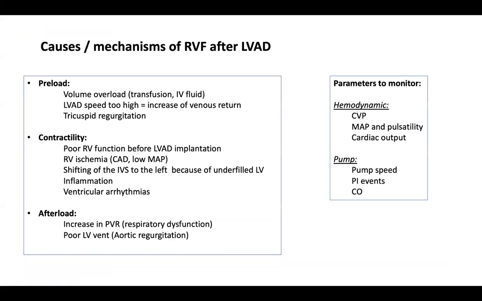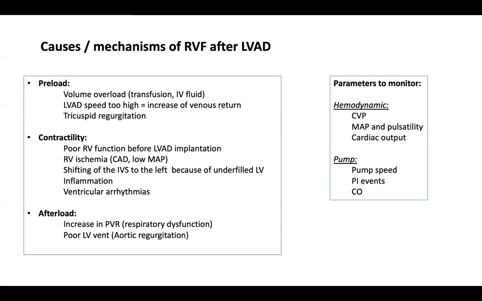What are the causes or the mechanisms of right ventricular failure after an LVAD? So first, there is a preload consideration, and it's exactly the same when you think about the treatment. You need to think about the preload. So is there volume overload? If you transfuse a lot, or if you give a lot of volume to your patient, is it because you set the speed too high? Then you increase your venous return, and most importantly, you're going to have a septal shift towards the left, and you're going to decrease the intrinsic contractility of the right ventricle. Or maybe because you have a huge tricuspid regurgitation and you have no forward flow towards the PA.